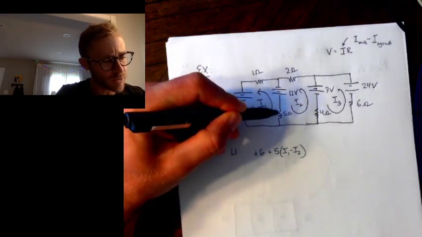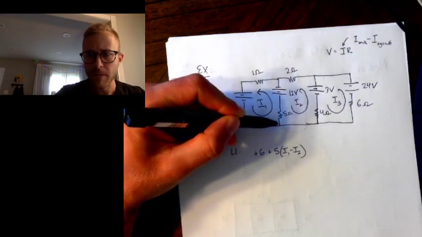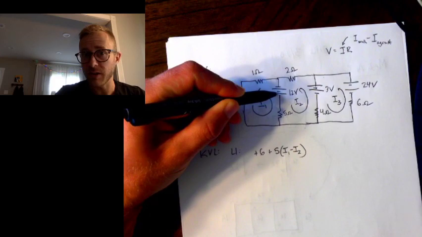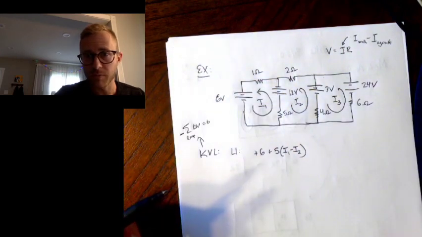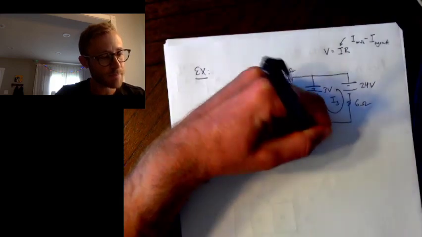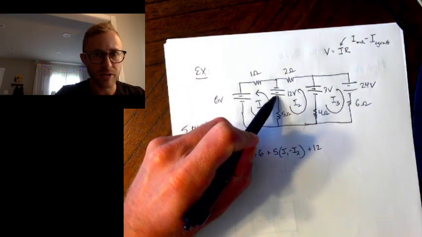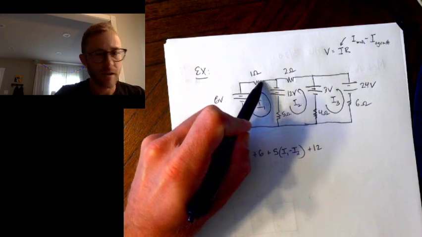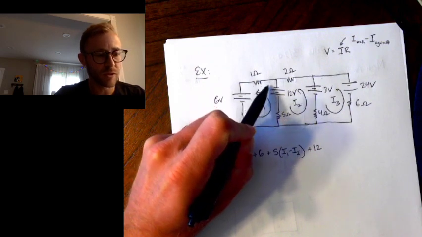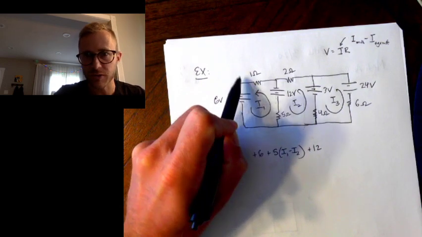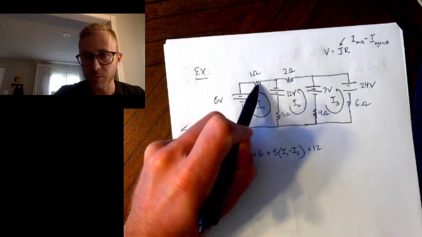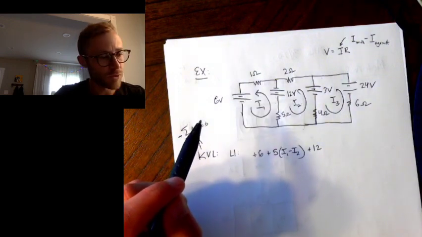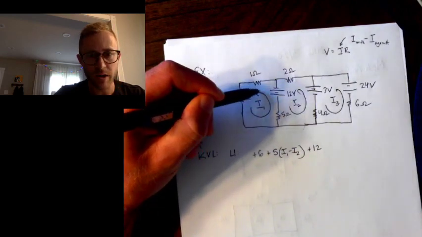So continuing around, I've gone through the 5 ohm resistor, and now I'm going to this 12 volt battery, and you can see that I run into the positive terminal of the 12 volt battery, so I'm going to put plus 12. And then I continue around my loop, and I run into the 1 ohm resistor. And remember that the real current through the 1 ohm resistor is the current that goes with my loop minus the current that goes against. There is nothing that goes against this loop because there's no loop current on the other side. So all I have is 1 times I1.